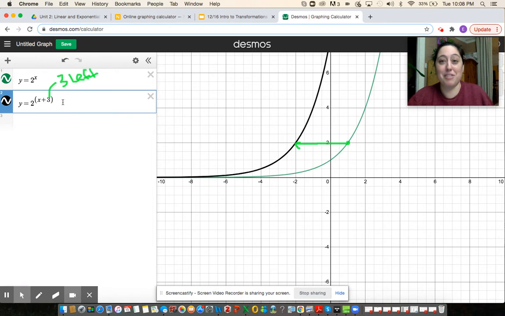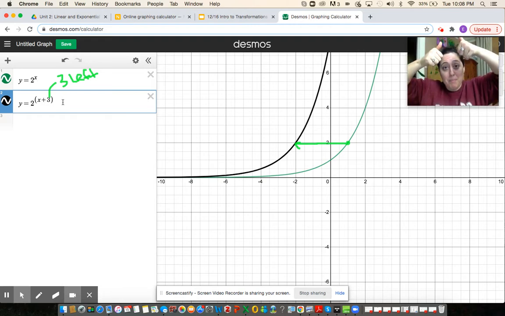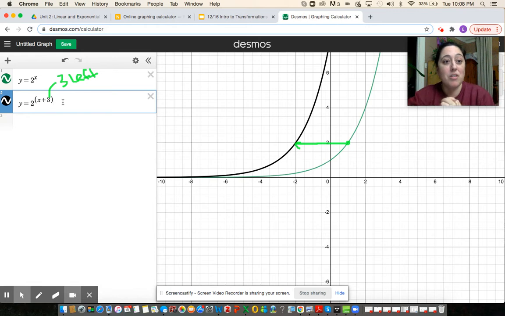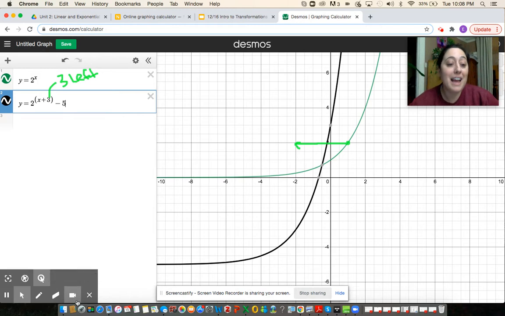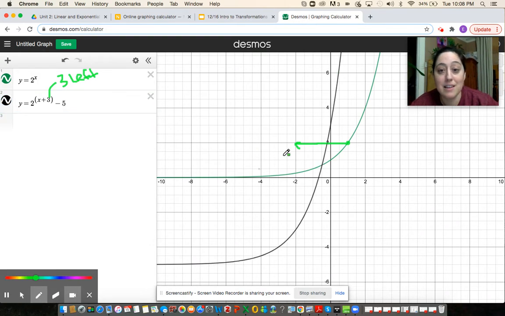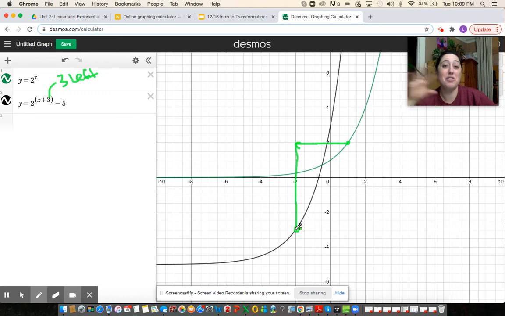And now I want to just add or subtract something to make it go up or down. This is what you would think. If I add something, it'll go up. If I subtract, it'll go down. So let me subtract 5. Okay, so now remember, I was here, and now I'm going to go down 1, 2, 3, 4, 5. And now I'm on my translated graph. And I can do that with any point. So this made it go 5 down.